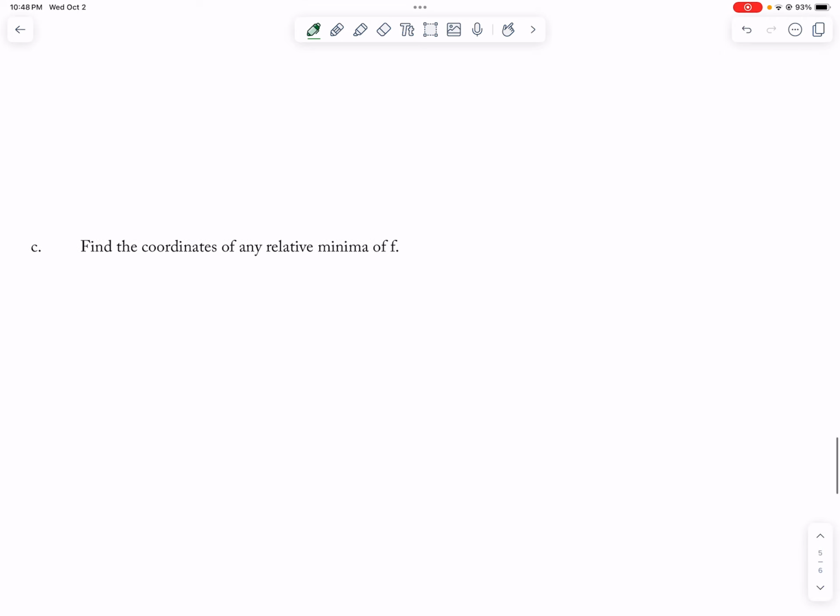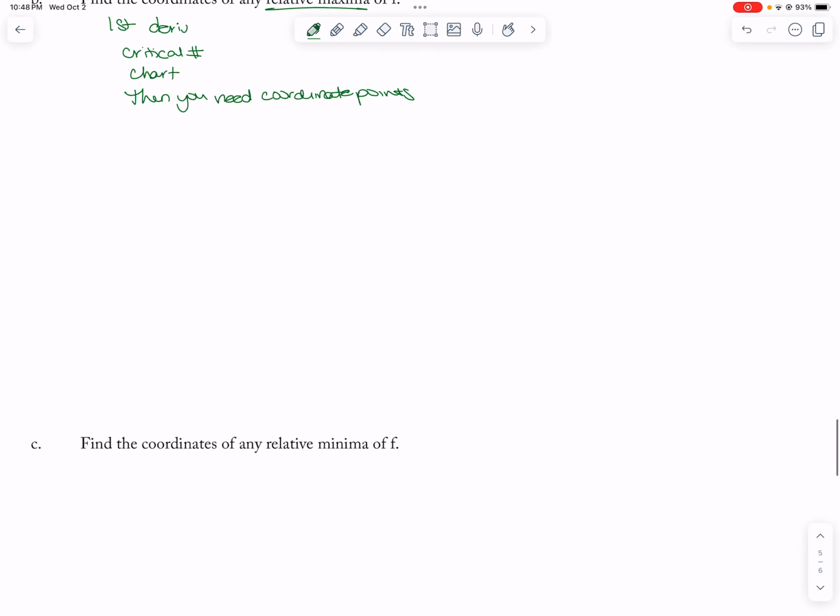Okay. Same thing. You can use the chart. You can say by the chart in part B, then whatever. Okay, and that is it for this lesson.